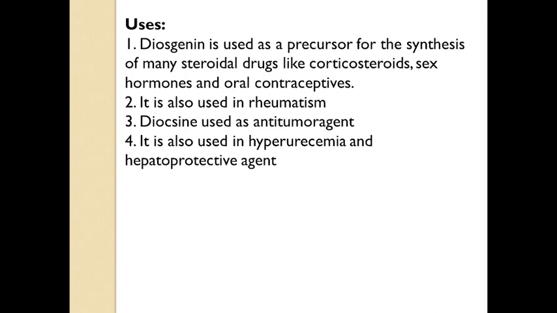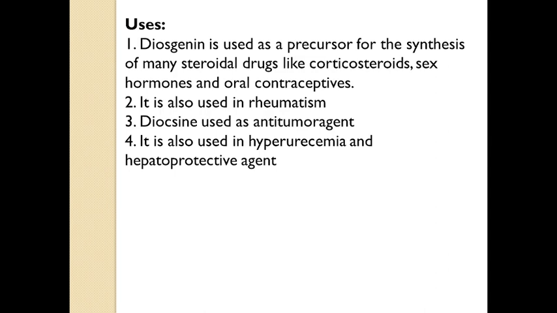It contains a high amount of steroidal glycoside and is used for that purpose, and it has cardioprotective and immunomodulatory activity. So it contains important constituents such as diosgenin, which is used as a precursor for synthesis of many steroidal drugs like corticosteroids, sex hormones, and oral contraceptives. Before synthesis of these steroidal drugs, it is isolated, and for isolation of diosgenin, the dried tubers are taken, then they are powdered.